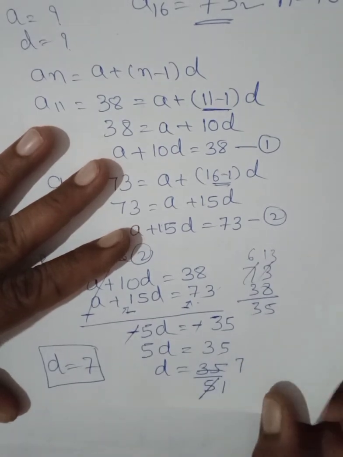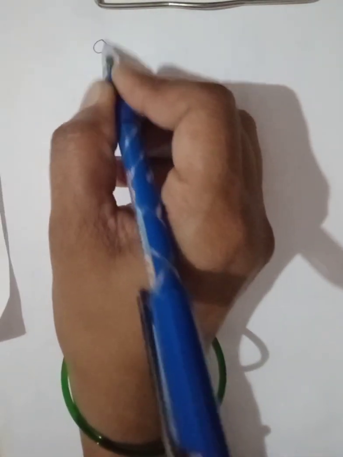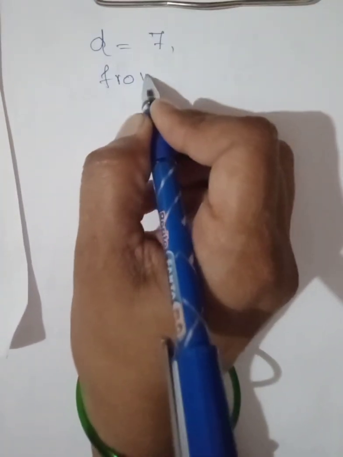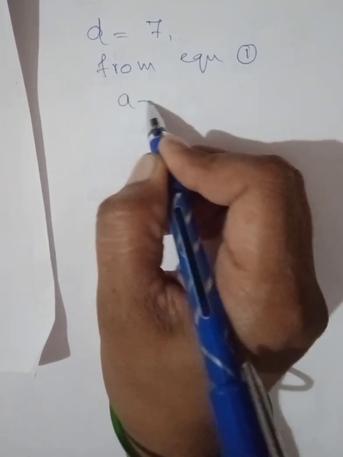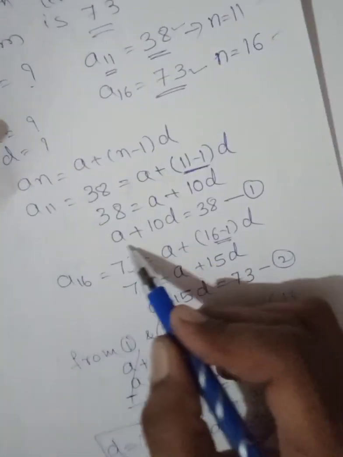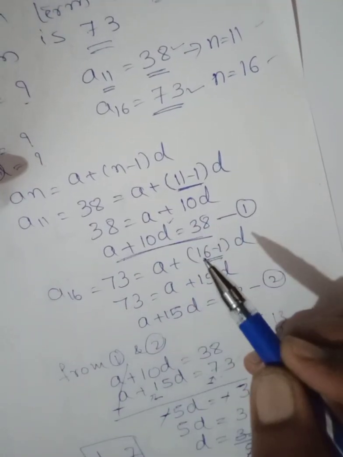So now we'll move to find A. How to find A? What we have, D is equal to 7, and of the equations, you take either equation 1 or 2. From equation 1, or consider equation 1, you can write: A plus 10D is equal to 38. This is our first equation. So this I am taking and I am substituting the value of D here.